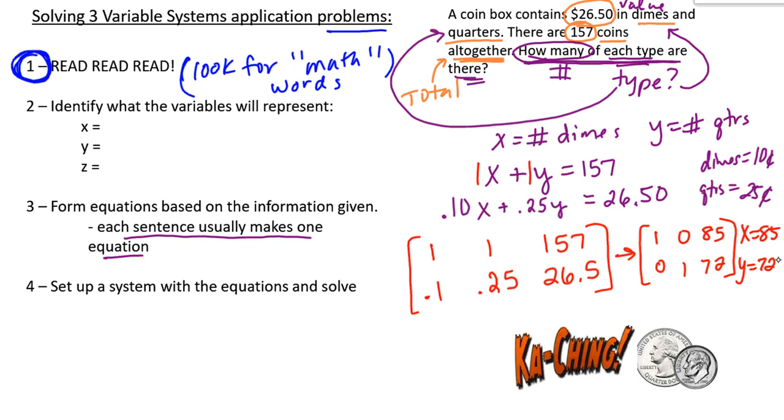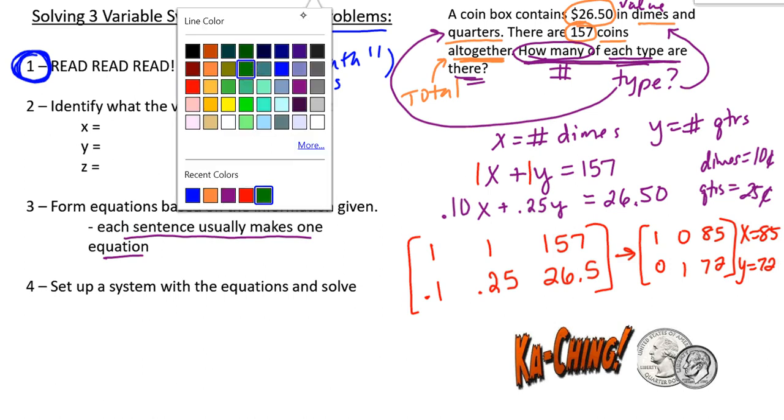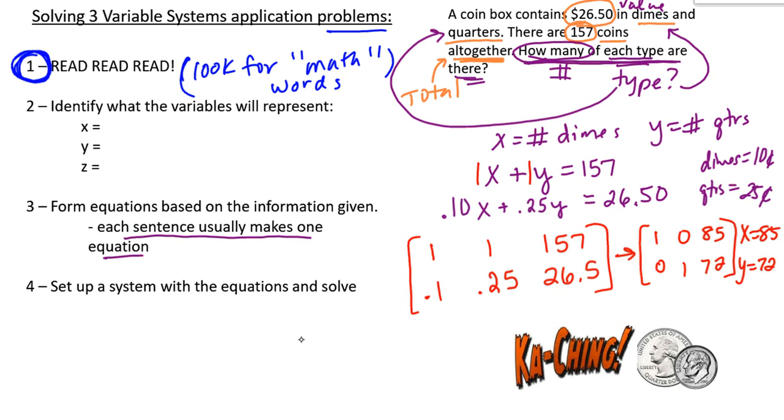Now, those were just our variables that we used to figure out the actual problem. So our final answer would be that there were 85 dimes and 72 quarters. Ka-ching! Quarters. Quarters.